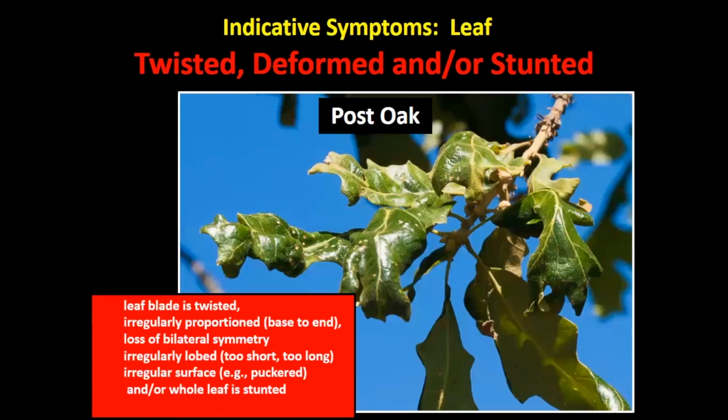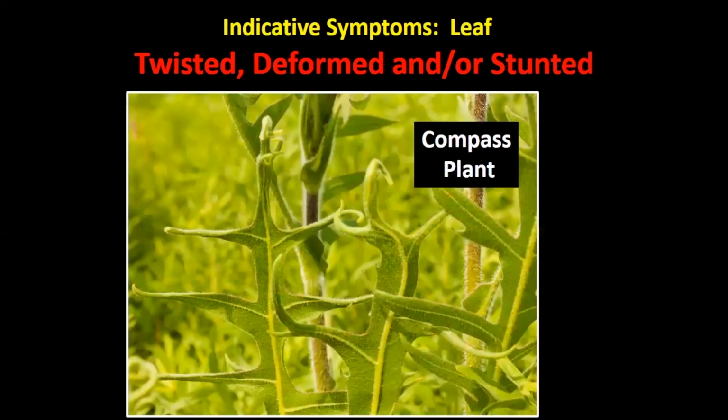And one really important part of this twisted, deformed, and or stunted is the stunted part of this. Often you see these leaves being stunted, meaning they're much smaller than average. One thing I want to point out with regard to this symptom is there's perhaps not all of these, but there's almost always more than one of these things going on at the same time with these leaves.